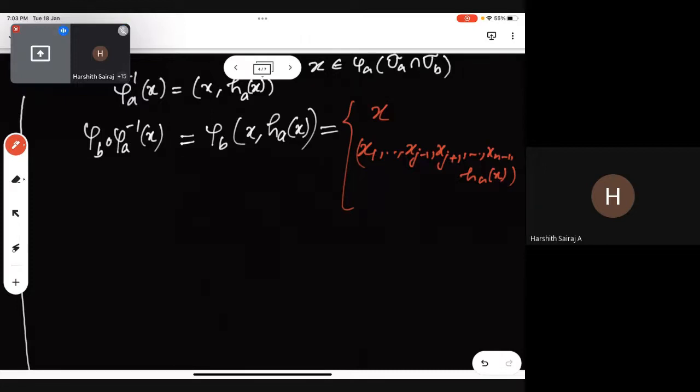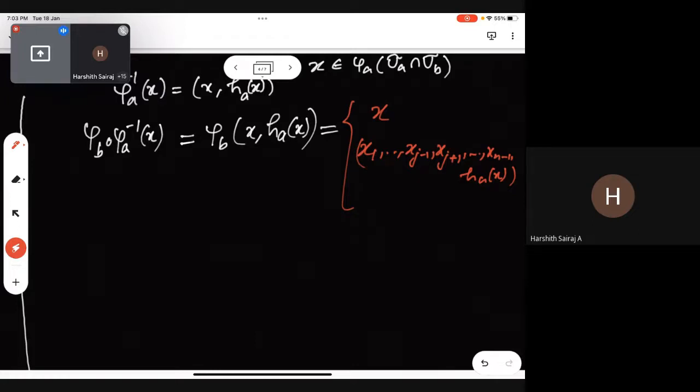Of course, that H is different, but that H was in place of Xj. That is HB, right? That was HB. For B, you have HB. So HB will be in place of the jth coordinate here. Okay. So let's look at what is phi b.